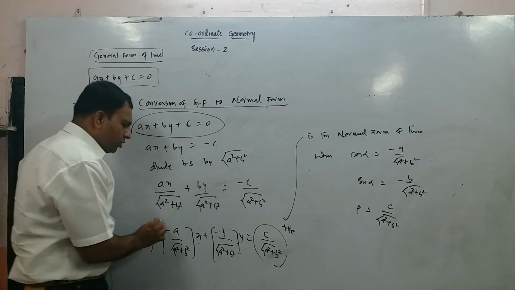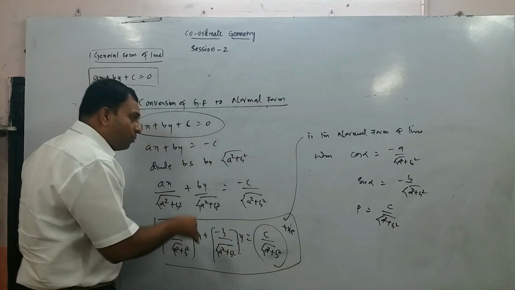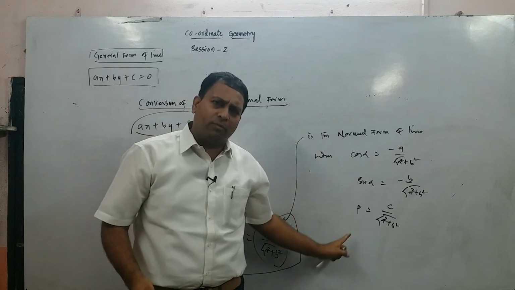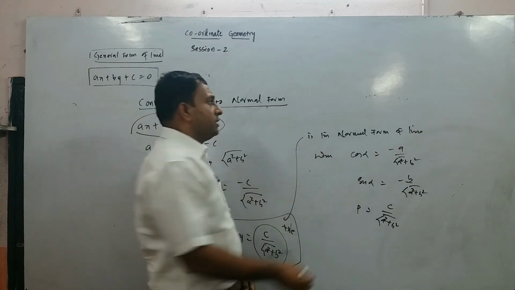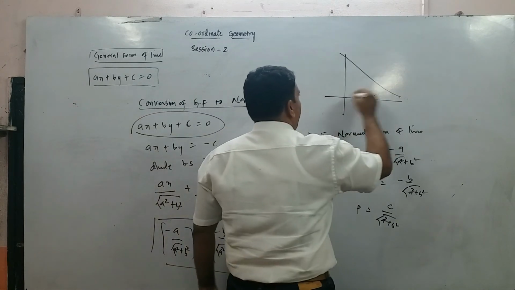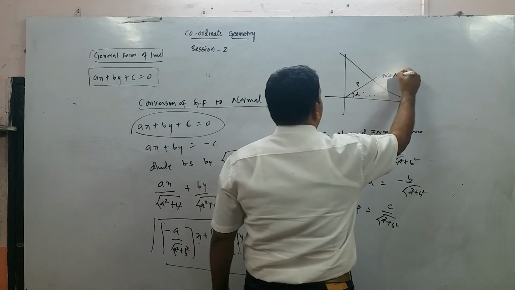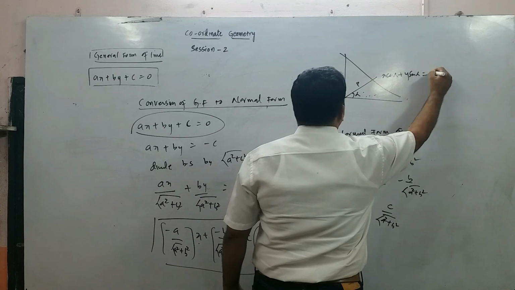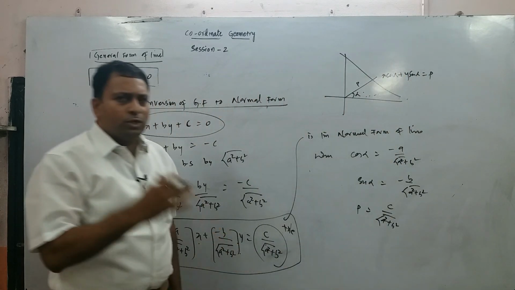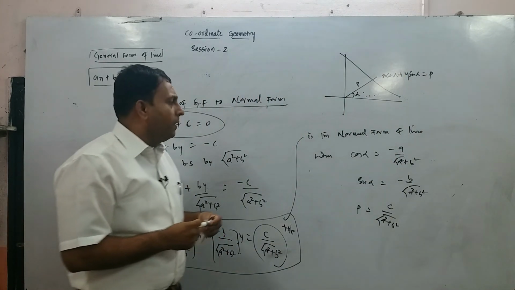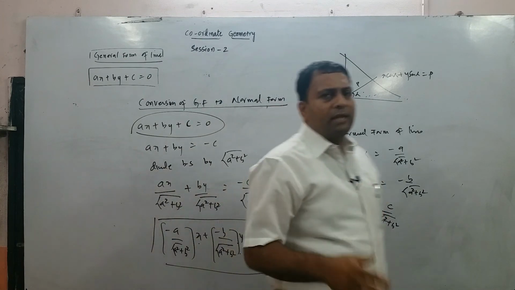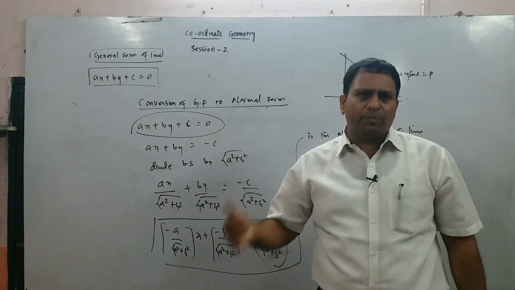In the examination also, you write till here and then you mention what is cos alpha, what is sin alpha and what is p. And of course you all know what this is, right? This is the line, and this is p, and this is alpha, and x cos alpha plus y sin alpha is equal to p is called the normal form of line. So I am sure you are able to follow. I want you to pause this video and then we'll go to the next concept of this particular session.